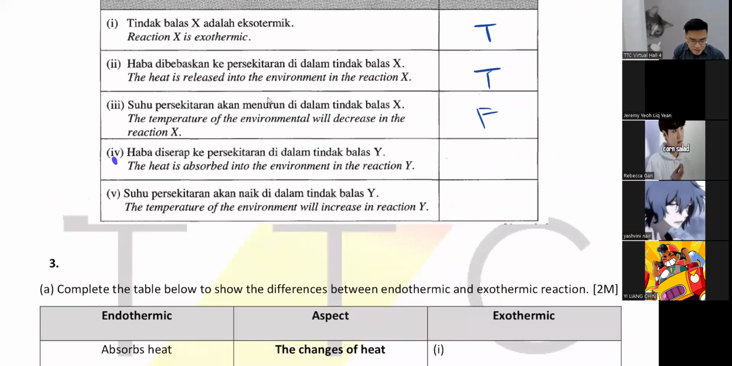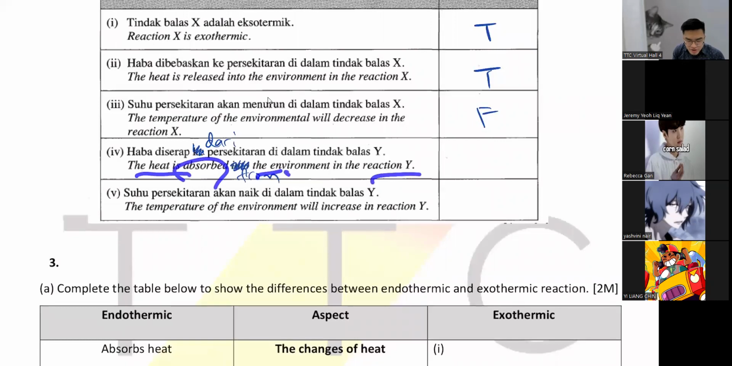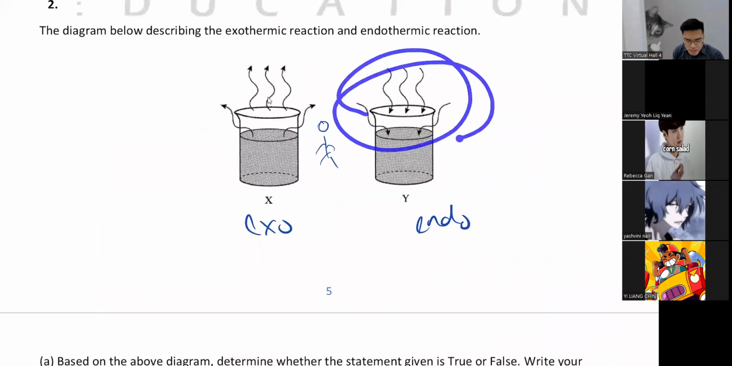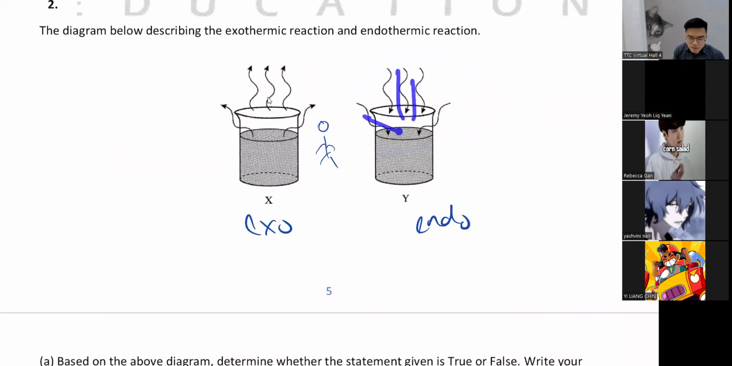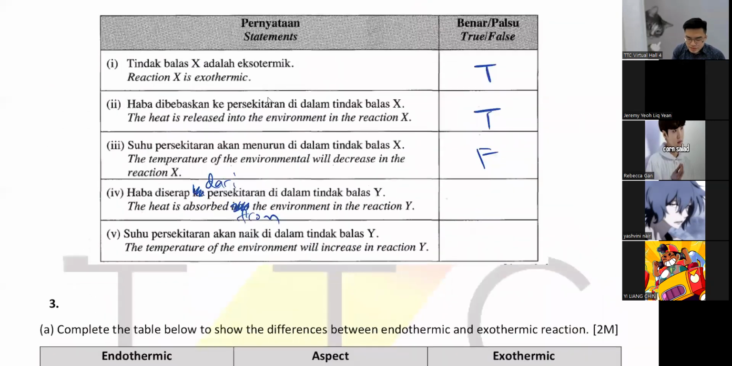And then number 4, the heat is absorbed from the environment. Diserap dari persekitaran. So the heat is absorbed from the environment in reaction Y. So do they absorb heat? Yes, they do. They absorb heat. So true.